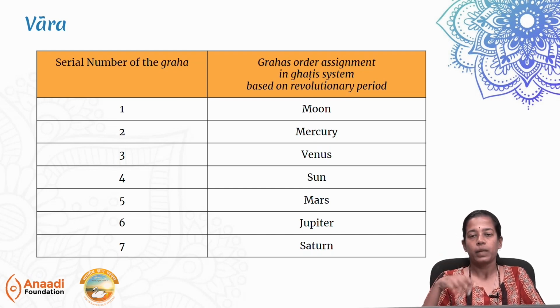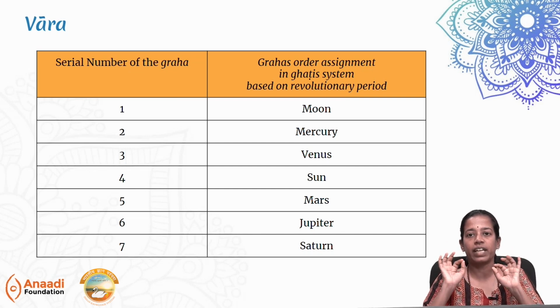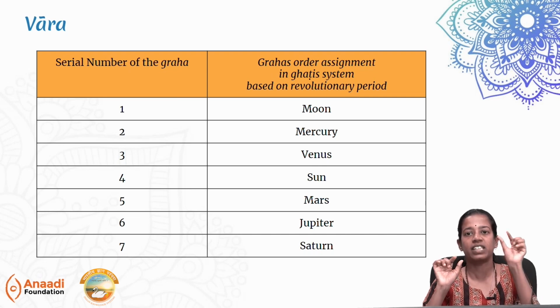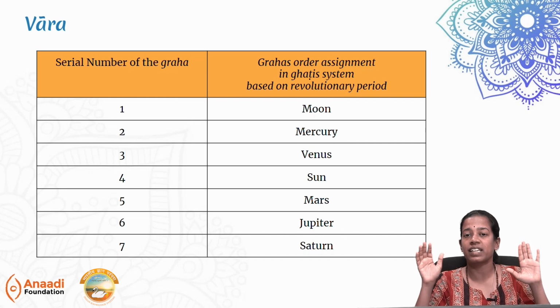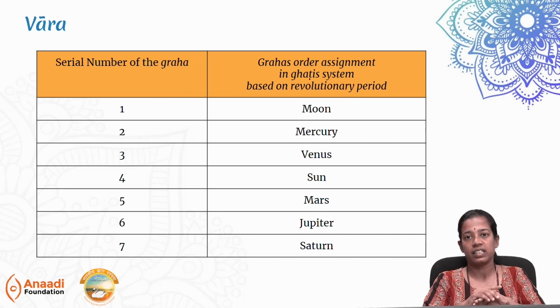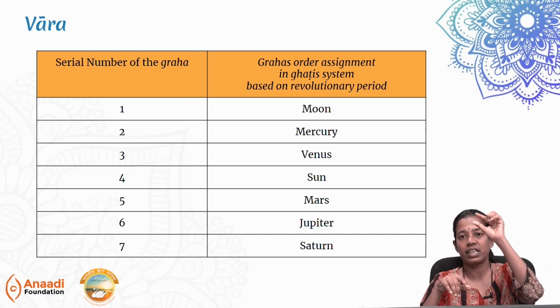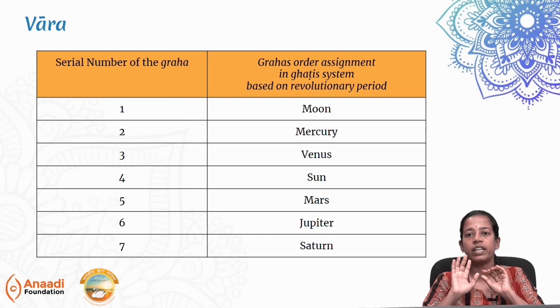For example, let's take one day. Now we have to name the day. We will name the day as Monday or Somavara. So, the first ghati will belong to moon. So, how many ghatis are there in a day? 60 ghatis. So, the first ghati is moon, thus it becomes Somavara. Now, we need to know what the next day should be named as.